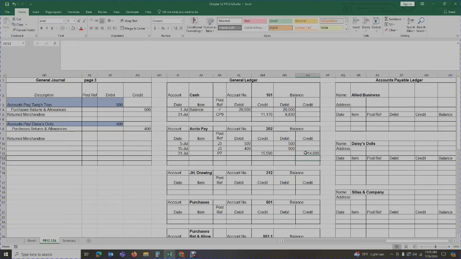Remember, accounts payable is a liability. The normal balance should always be a credit. The first two are debits because they're returns. Okay, but whenever we purchase on account, the balance should be on the credit side. Okay.